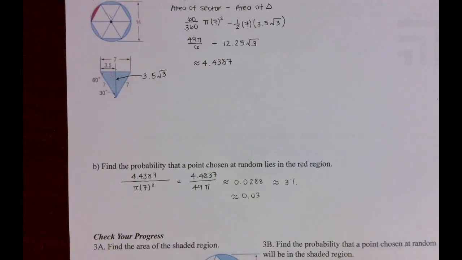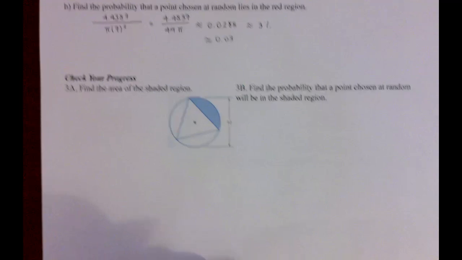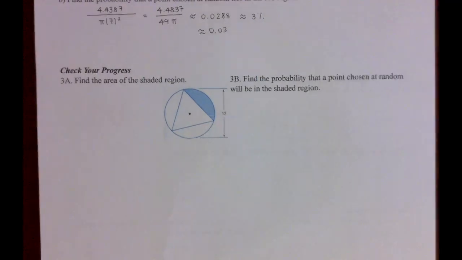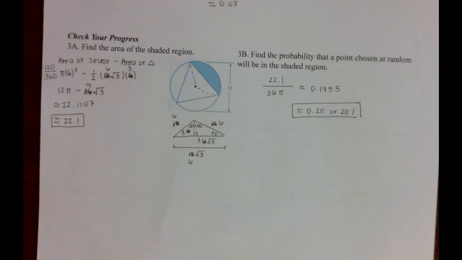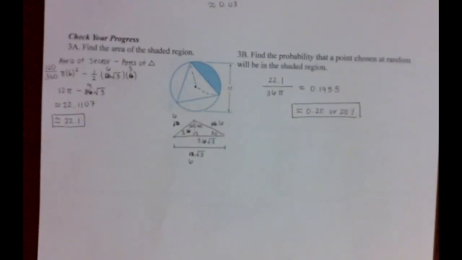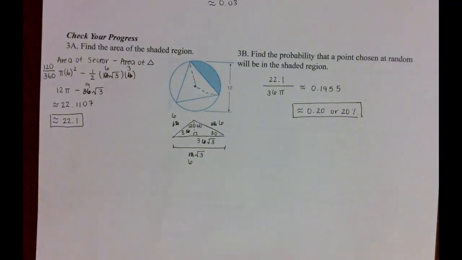Okay, so why don't you try CYP 3A and 3B, and then once you're done, come check your answer. Okay, you should have gotten about 22.1 for 3A, and then for 3B, you should have gotten about 0.20 or 20%. If you got that right, you can get started on your homework. If not, here is your explanation.